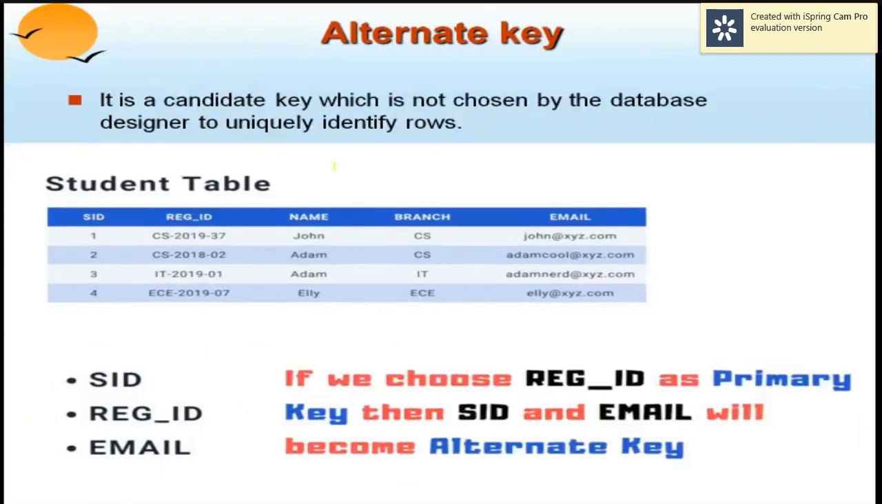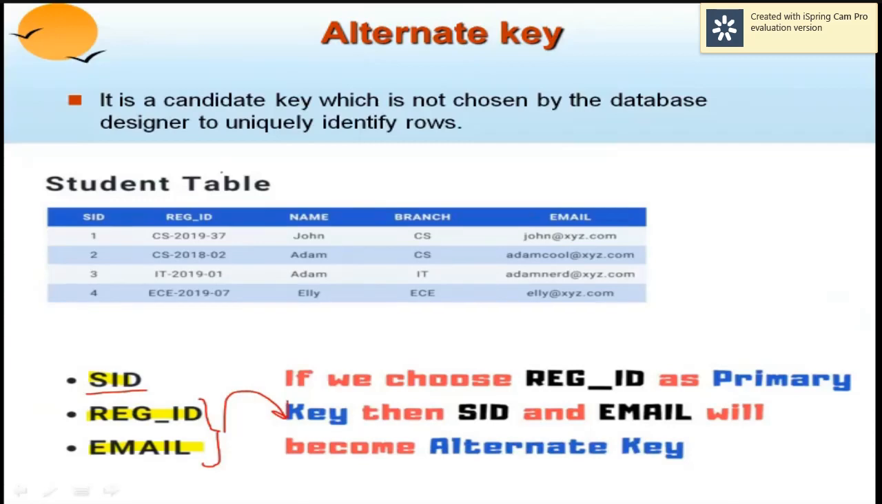Okay, let's move on. What is an alternate key? Alternate keys are those keys which are left over after the primary key is selected. For example, in this particular table, I have three candidate keys: SID, registration ID, and email ID. I thought of selecting SID as my primary key, and the leftover keys, that is the registration ID and email ID, are considered as alternate keys.